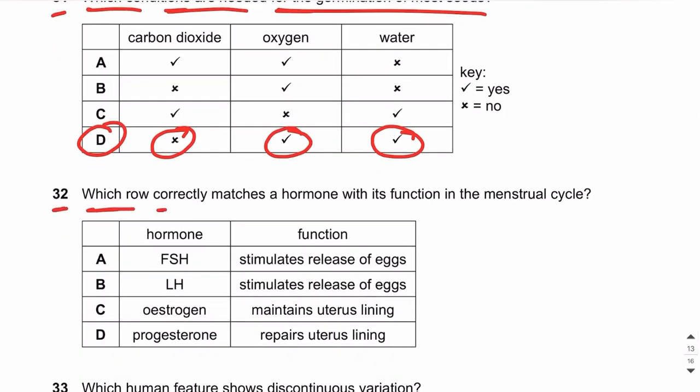Let's move on to MCQ number 32. Which row correctly matches a hormone with its function in the menstrual cycle? So guys, FSH stimulates the release of eggs? No.